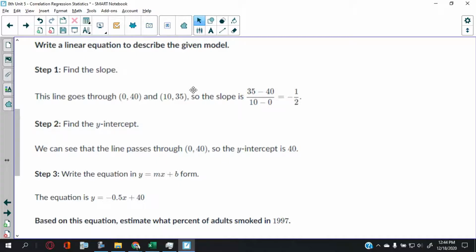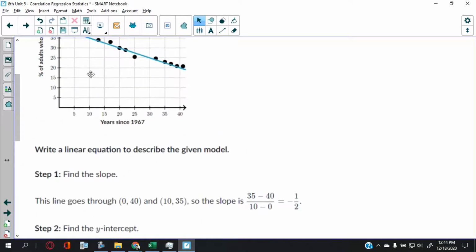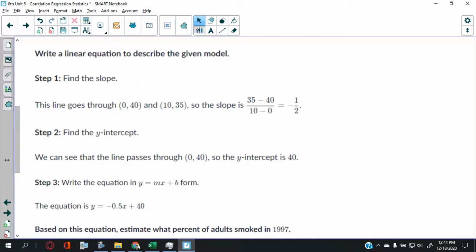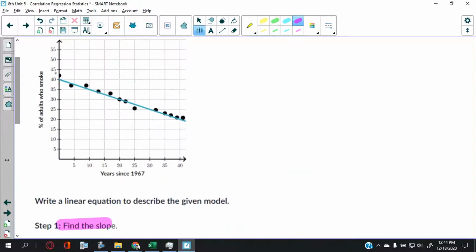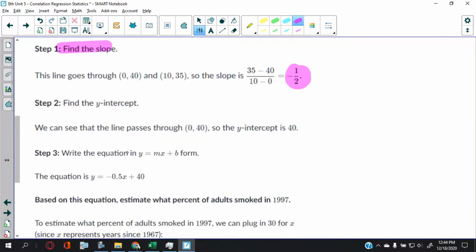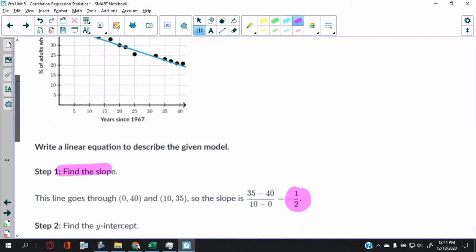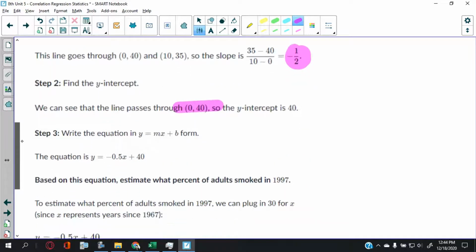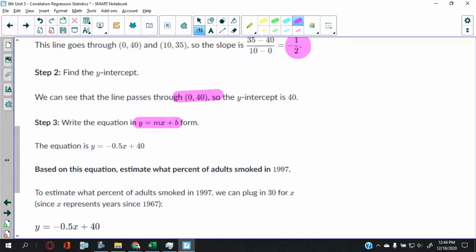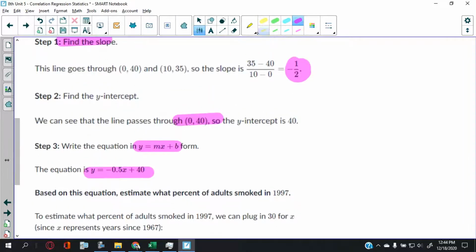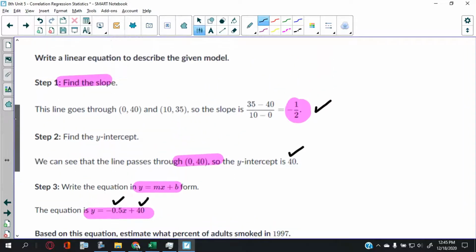The first thing you would need is to find the slope. So you find 2 points, you calculate the slope, whatever that is, -1/2, and then you look for the y-intercept. You got your y-intercept here, 0, 40, precisely. And then you just write slope-intercept form. The slope was -1/2. Y-intercept is 40.